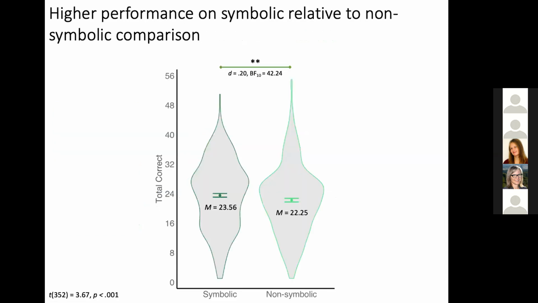However, we found the opposite to be the case. Children perform significantly better on the symbolic comparison task relative to non-symbolic comparison. So these are violin plots of the distribution of the individual scores. And if we even remove children who could not identify all their numbers, 1 through 10, the pattern of data does not change.